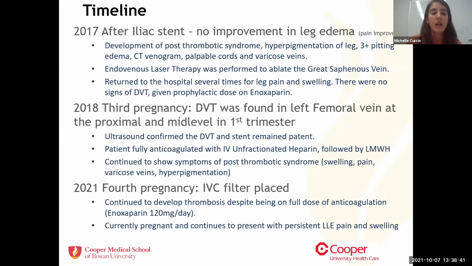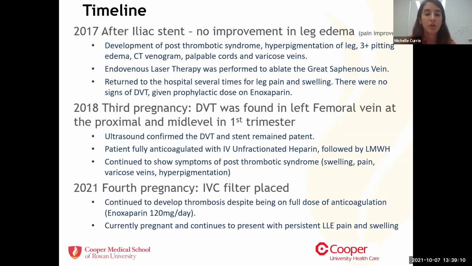In 2018, during her third pregnancy, a DVT was found in the left femoral vein at the proximal and mid-level in the first trimester. An ultrasound confirmed the DVT, and it also was confirmed on CT venogram that her stent had remained patent. The patient was fully anticoagulated with IV unfractionated heparin, and then when she left the hospital, she was given an adjusted therapeutic dose of low molecular weight heparin.